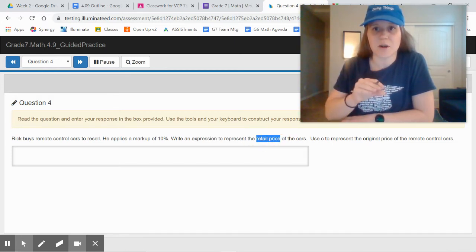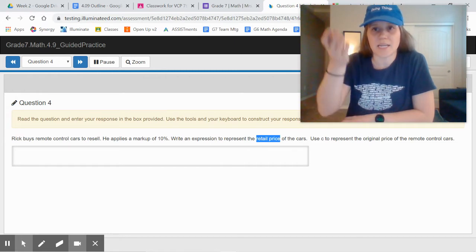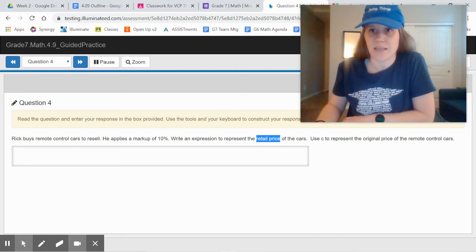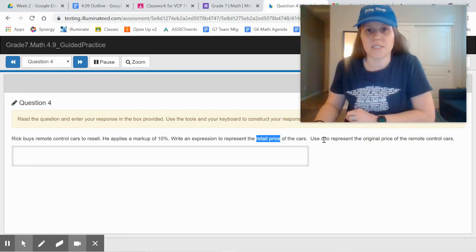So he bought it for some original price. He's going to mark it up 10%. And we want to know what's the retail price. What is he selling it for? Use C to represent the original price of the remote control cars.